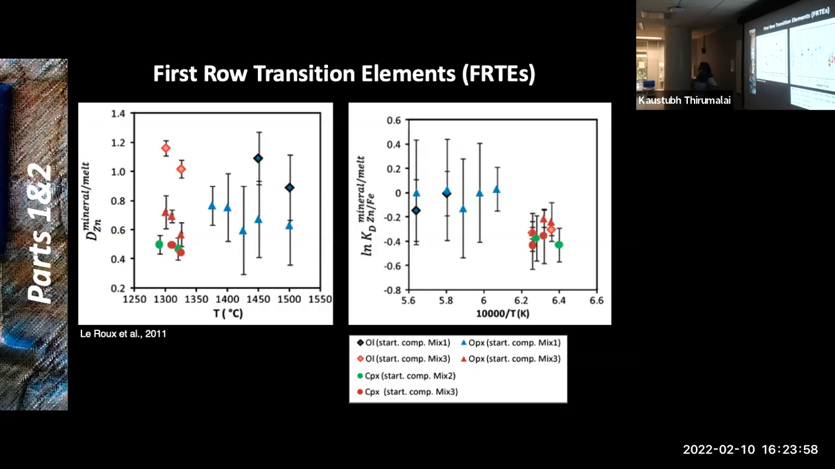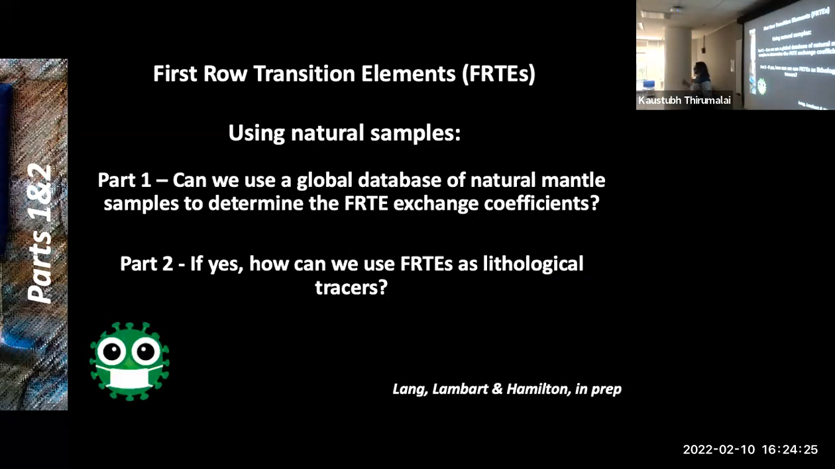So you might see some temperature dependence with the partition coefficient, but with such error bars, it's actually quite hard to tell, basically. And with the exchange coefficient, we seem to have different values depending on which mineral phases you are looking at, but again, with the error bars, it's really hard to tell. So what do we need? We need more data, but pandemic.